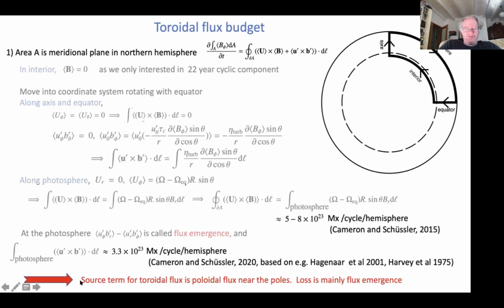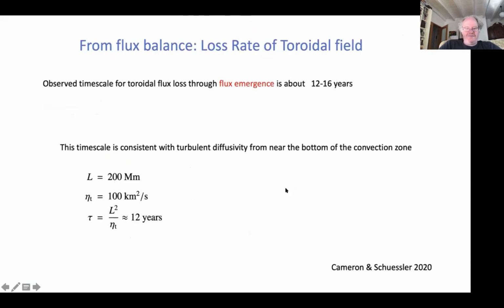So the conclusion is the source term for the toroidal flux is the toroidal flux near the poles being wound up by differential rotation, and the loss is mainly, but not entirely, flux emergence through the surface. We also lose a little bit of flux across the equator and the axis. A little bit of the toroidal flux cancels with what comes from the next cycle.